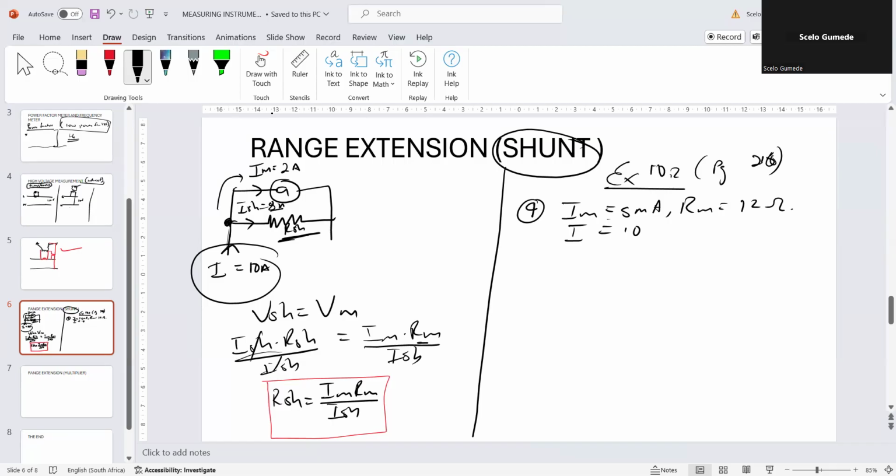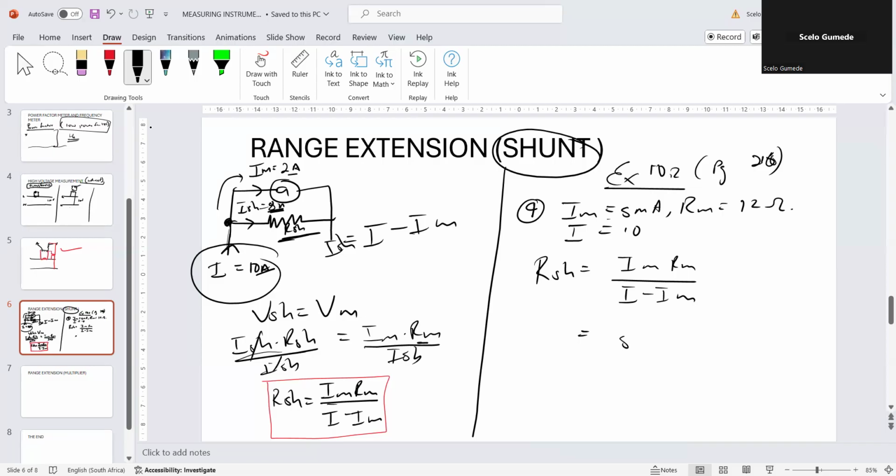How did we get that I shunt to be 8? We said 10 minus 2, which is I minus IM. That's how you get the I shunt, which means here we can basically remove that and say instead I minus IM. Hope that's clear. So there's the value of I and this IM, which means we can actually find R shunt by saying IM times RM all divided by I minus IM.